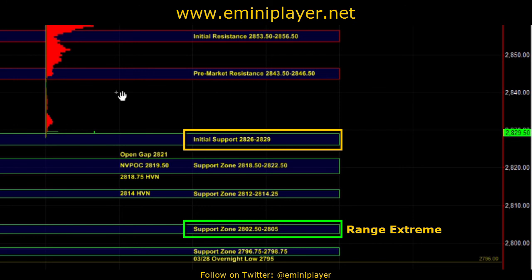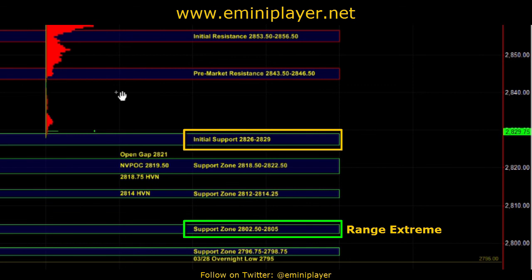But on first test of 18.5 to 22.5 and 12 to 14.25, buyers can be active for at least a reaction. And if the buyers can push ES back above 26 to 29, then there would be potential for it to turn into a better intraday reversal, and we could get a move back up into 43.5 to 46.5 and potentially higher. So that is the market context heading into the open.